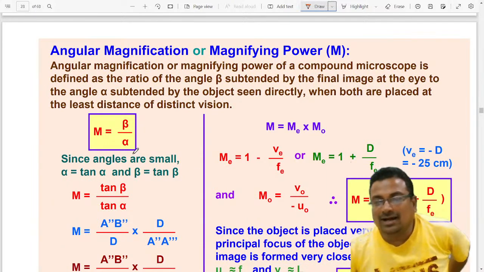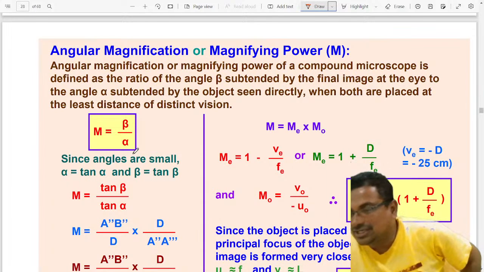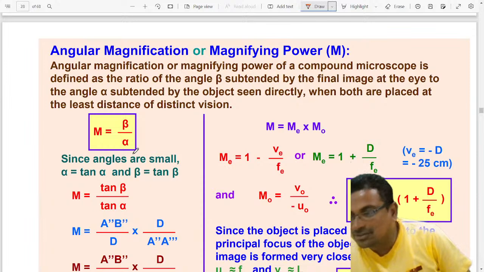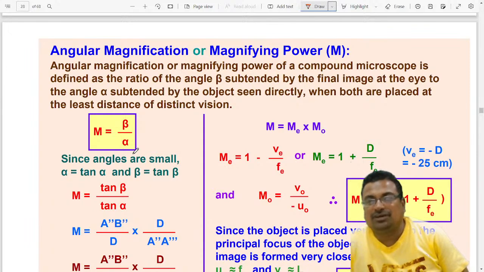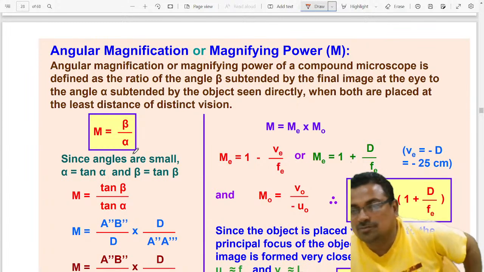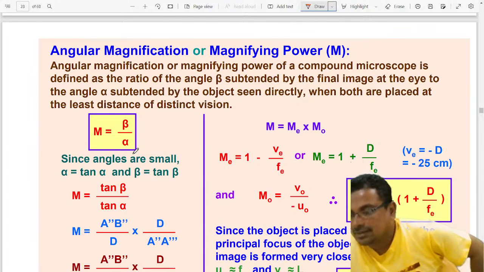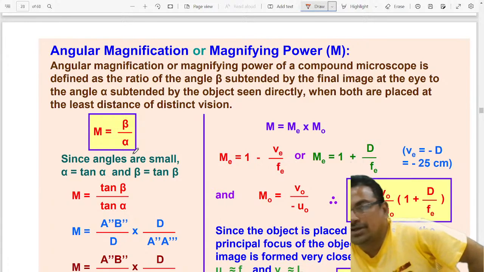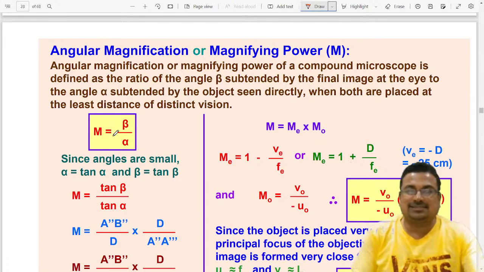Just now, in the earlier class, we have learned that magnification is the ratio of image distance to object distance. Now we are going to discuss the angular magnification or magnifying power of the compound microscope.